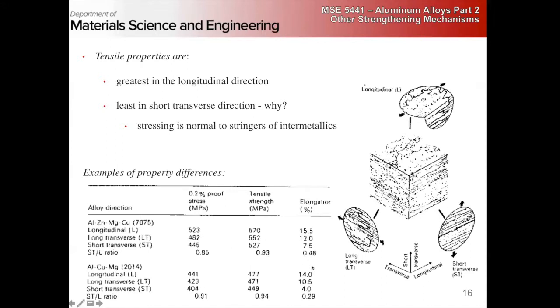Now, if we look at elongation, it's a different story, right? We lose 50% of our elongation along the transverse direction. Here we lose 70% of our ultimate ductility along the transverse direction, right?